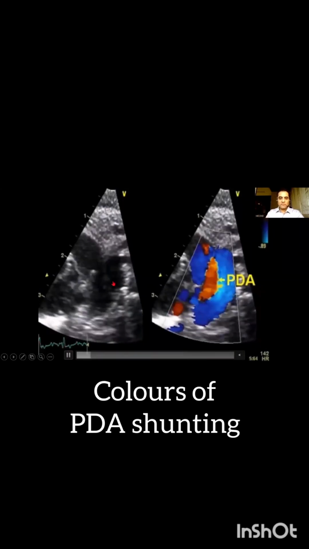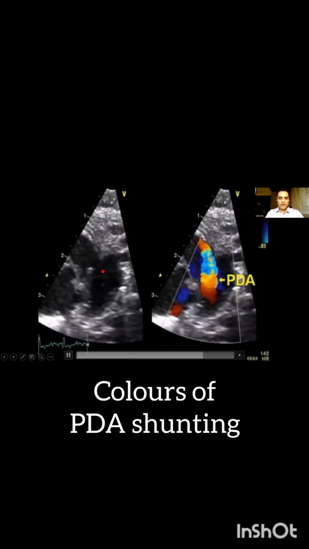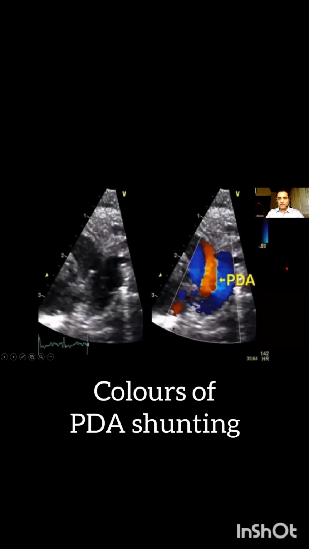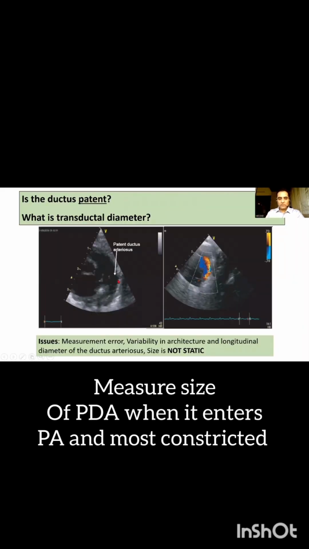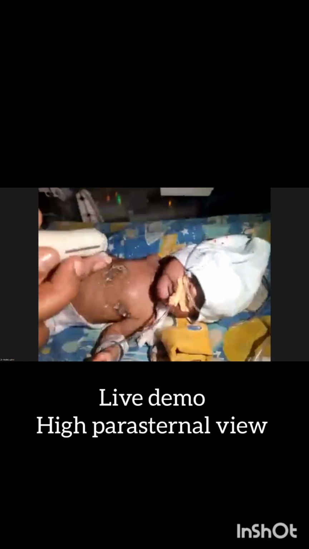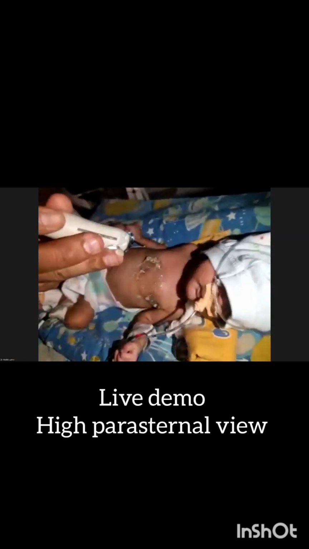And the size of the PDA we tend to measure at the most constricted part, and that will be when it enters the pulmonary artery. As you can see in this figure, the most constricted part when it enters the pulmonary artery is the part where we measure the size of the PDA.